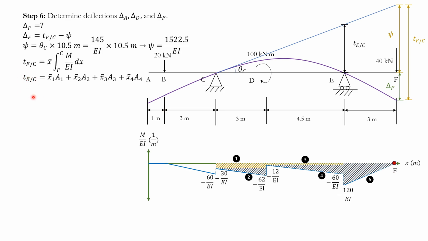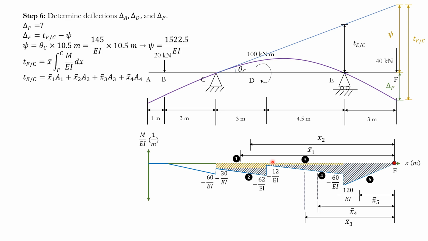So in this case, we just go ahead and take this area. This area again is 30 times 3. It's 30 over EI, by the way. So it's negative 30 over EI times 3, multiplied by the distance and so forth. Where are the distances, by the way? x1, x2, x3, x4, x5. It's again the distance from the centroid of that specific area to the point about which we are taking the moment, which in this case just happens to be point F. So for area 1, it is just the distance from here, 3 over 2, plus 4.5 plus 3. Simple as that.